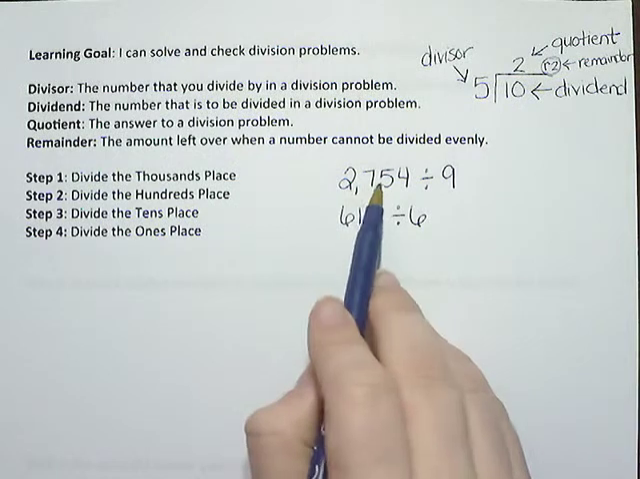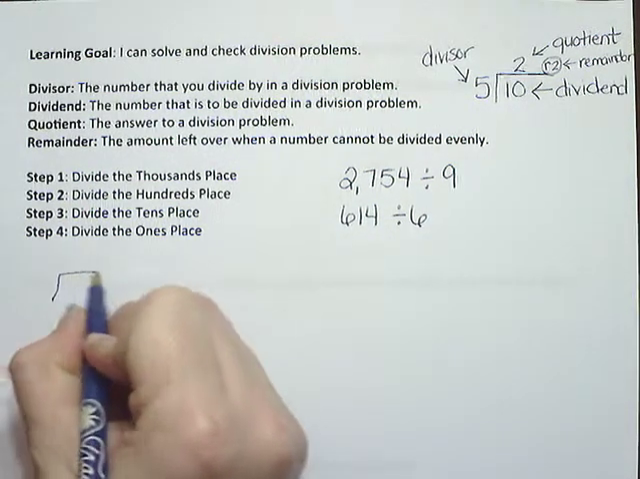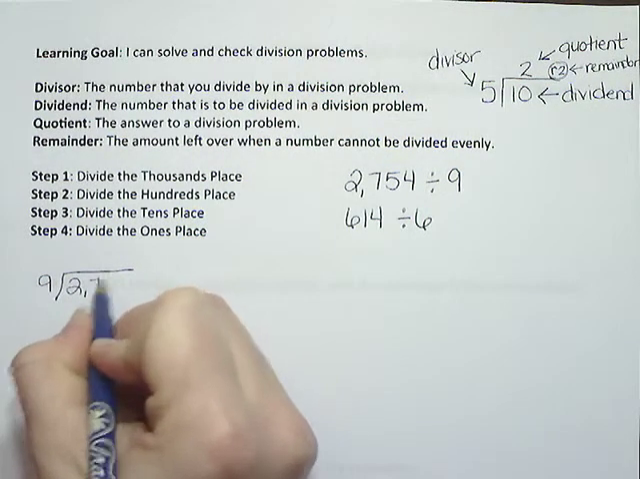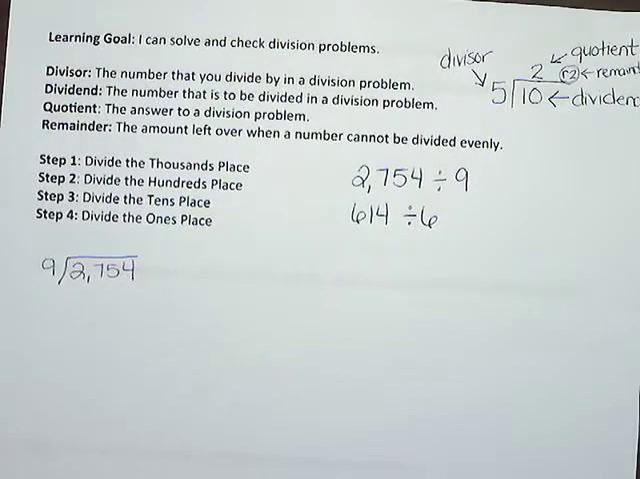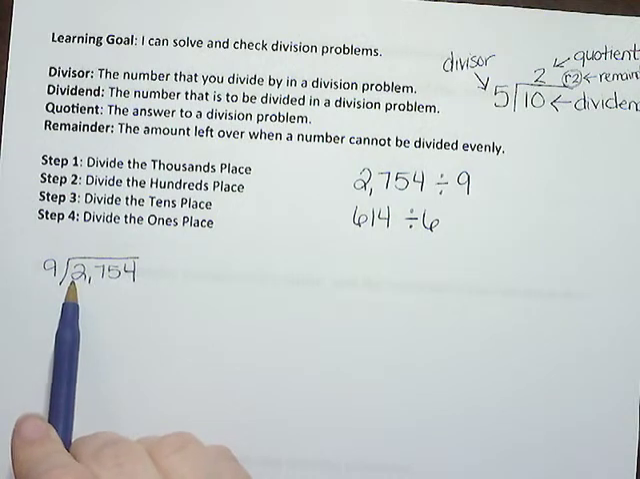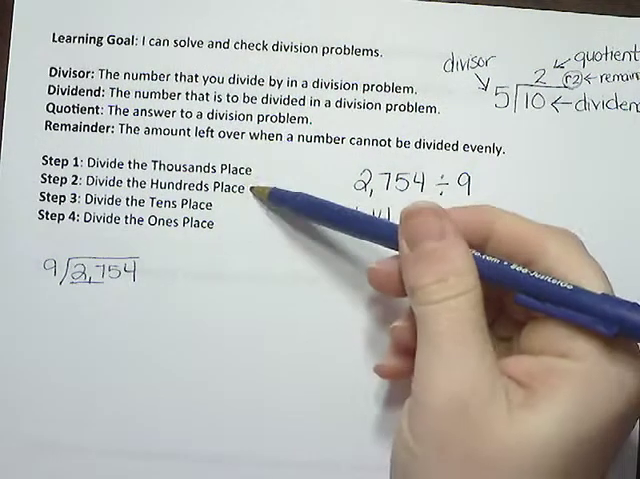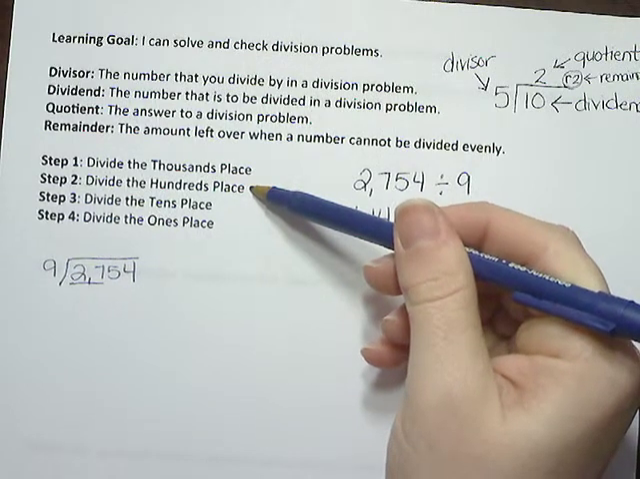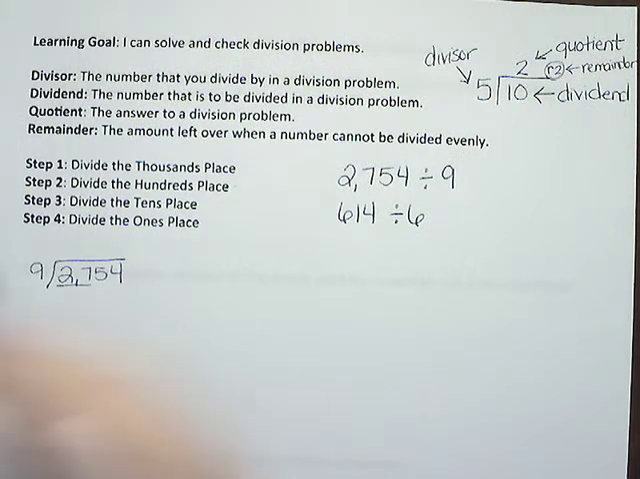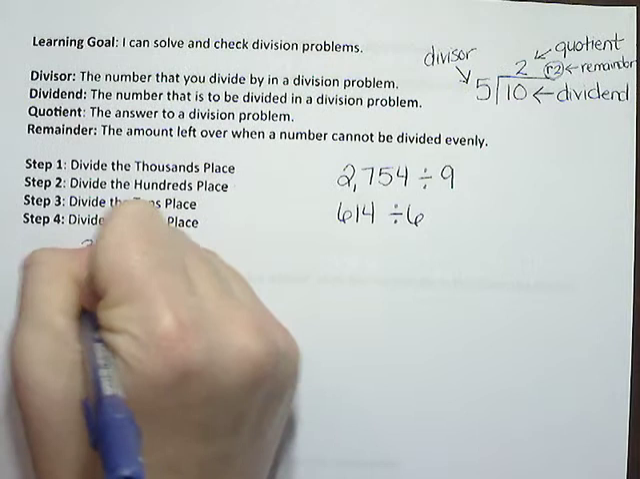The first one is 2,754 divided by 9. So you want to go ahead and set up your problem like this. Okay, and the first step is you divide the thousands place. Now 9 cannot go into 2, so that means that I need to look at my thousands and my hundreds place, because step 2 would be move on to the hundreds place. So 9 can go into 27 3 times, because I know that 3 times 9 is 27.